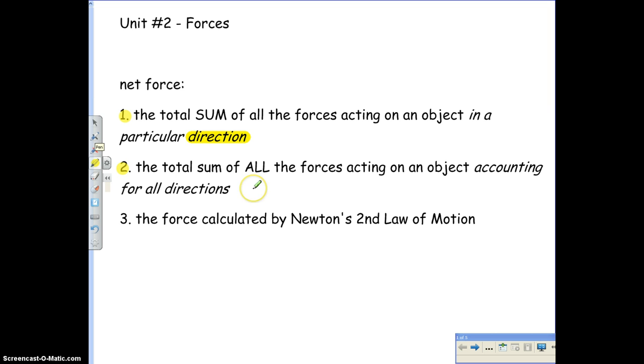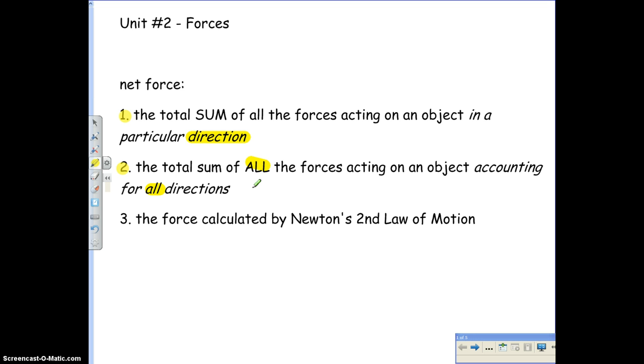Then there's the total net force. Now, the total net force is the sum of all the forces accounting for all directions. So that means we are not interested in just the forces left and right, or just the ones up and down, or just the ones forward and back, but we're interested in all directions. And this is usually a two-dimensional force. That is, it usually has to be given not only with a magnitude, but also a direction in terms of an angle.